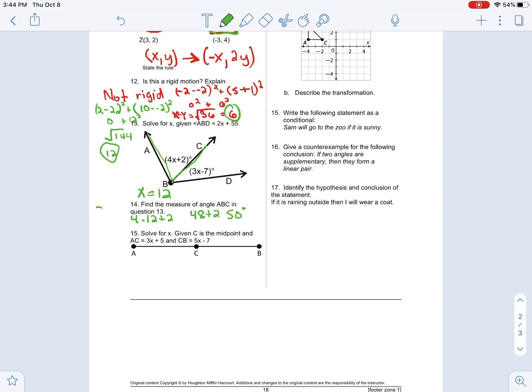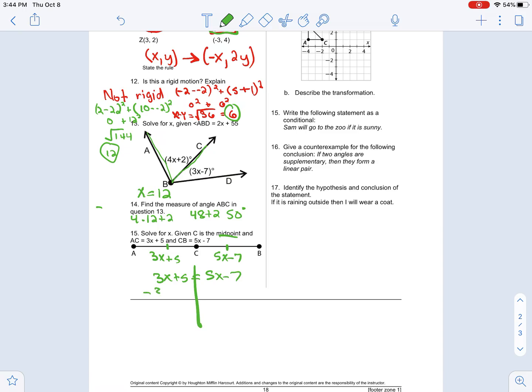We come down here, solve for x, given C is the midpoint. Midpoint means this right here equals that side. So if they say AC is 3x plus 5, and they say CB is 5x minus 7, I know that they're equal. So I just got to pay attention. Are they giving me the whole length? What are they telling me? Midpoint is the middle, so I set them equal. 3x plus 5 equals 5x minus 7.